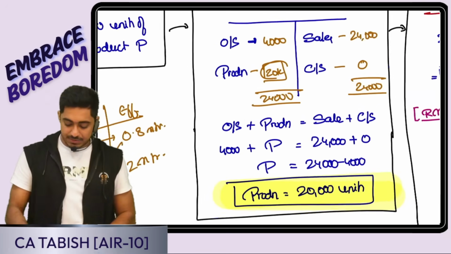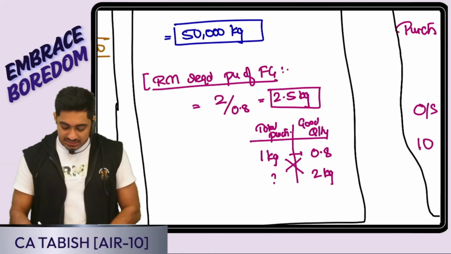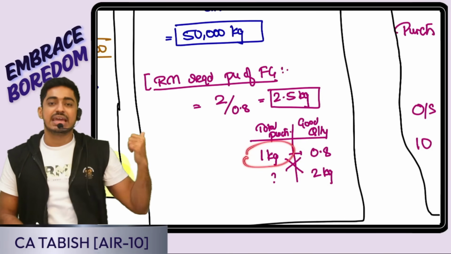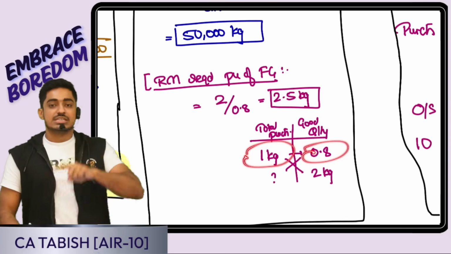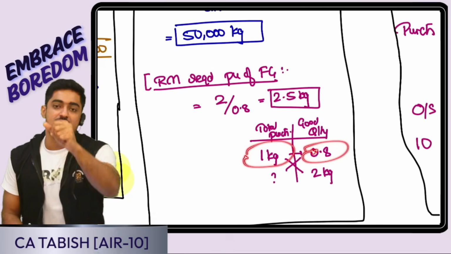Same story is happening here. Look at this, everyone. If I purchase 1 kg raw material, the yield is only 80%, 0.8. That means only 0.8 kg is going to be of good quality. To produce my output, I want 2 kg of good quality input.